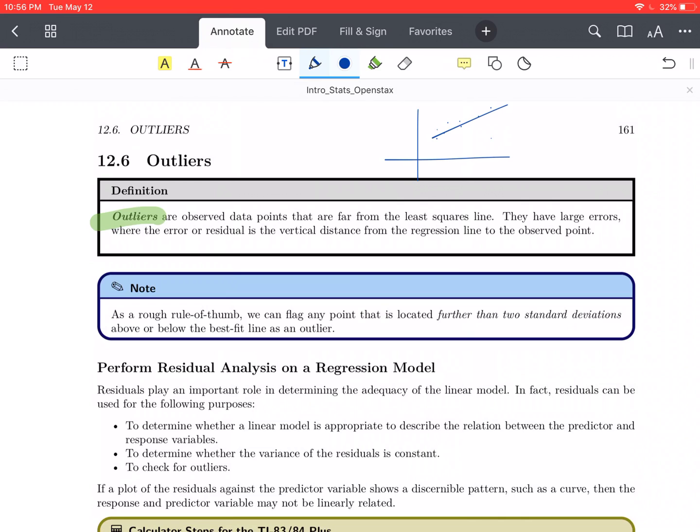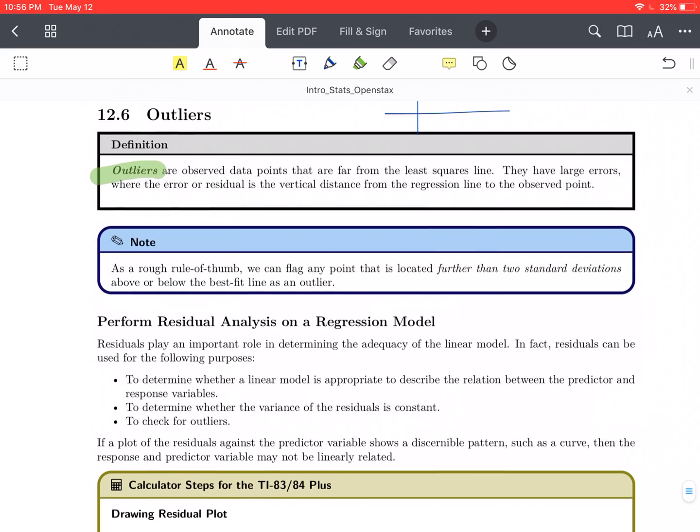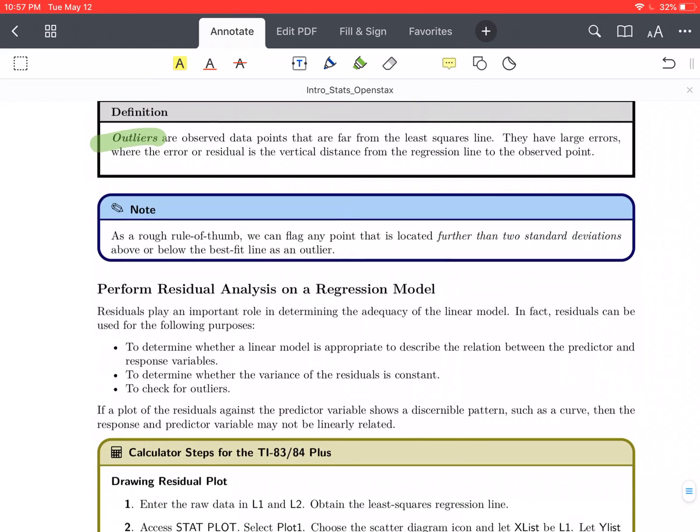We can look at outliers mathematically, and we can look at them graphically. As a rule of thumb, we can flag any point that is located further than 2 standard deviations above or below the best fit line as an outlier. That's generally how we work with outliers. More than 2 standard deviations away is considered significantly far away.